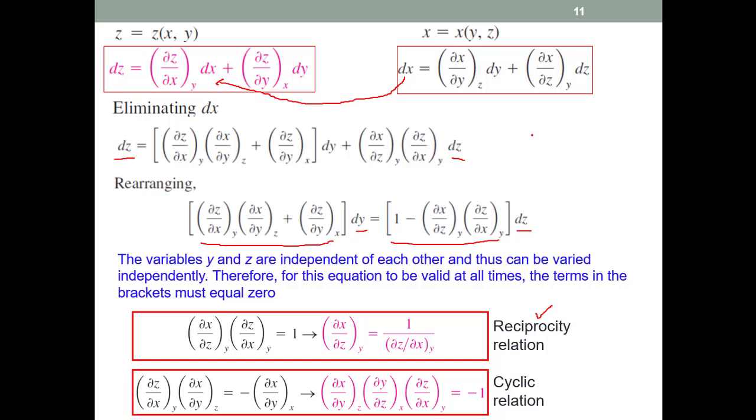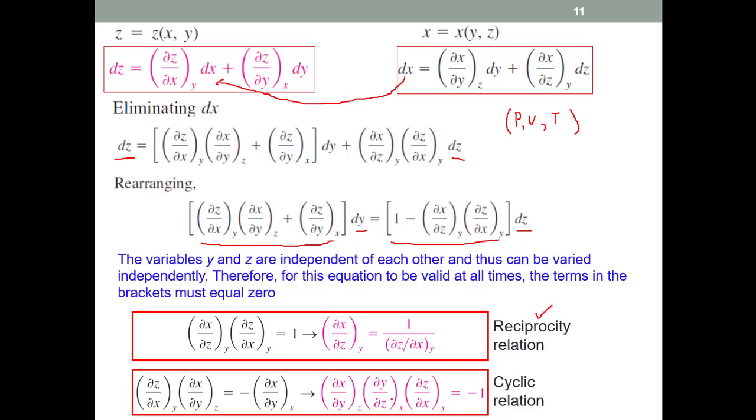Cyclic relation means, let's say we have 3 variables, for example pressure, volume and temperature. How can we write down the cyclic relation for these? By using this one, let's say this is x, y, z. How can we relate these 3 variables? Like partial P by partial V when T is constant, partial V by partial T when P is constant, partial T by partial P when V is constant.